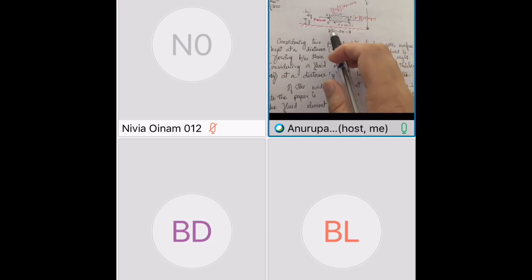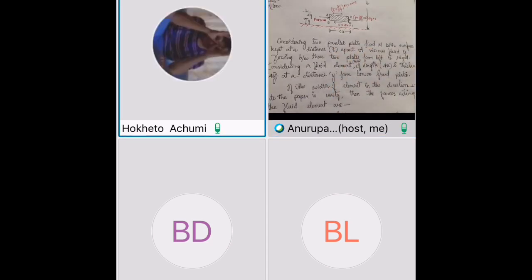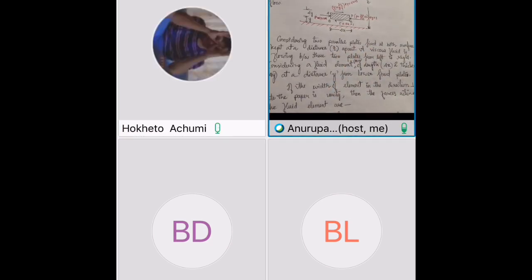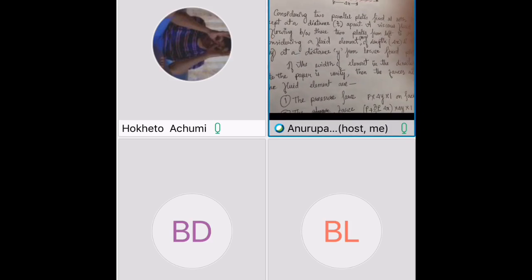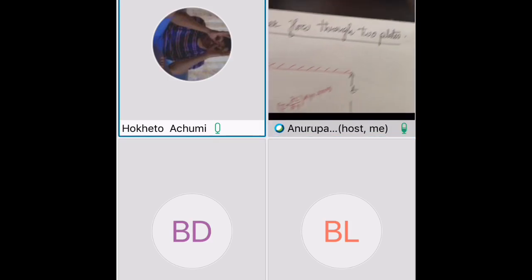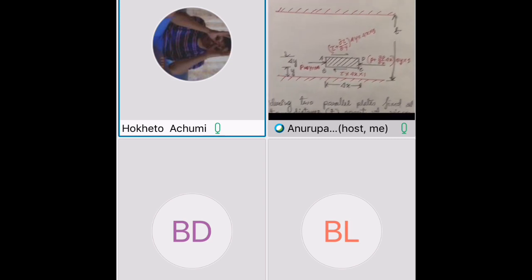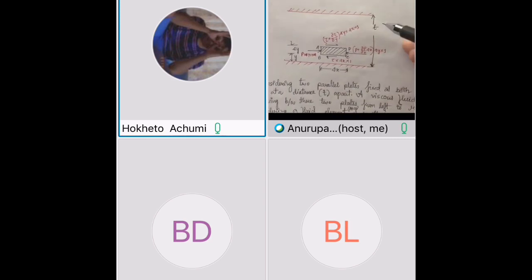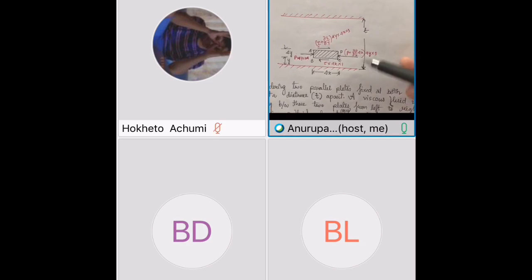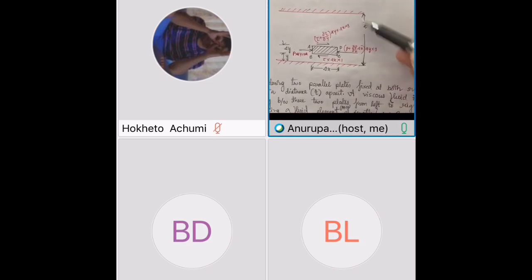When liquid is flowing from left to right, 4 different types of forces act on the fluid particle. Okay, can you see now? All of you draw the figure.